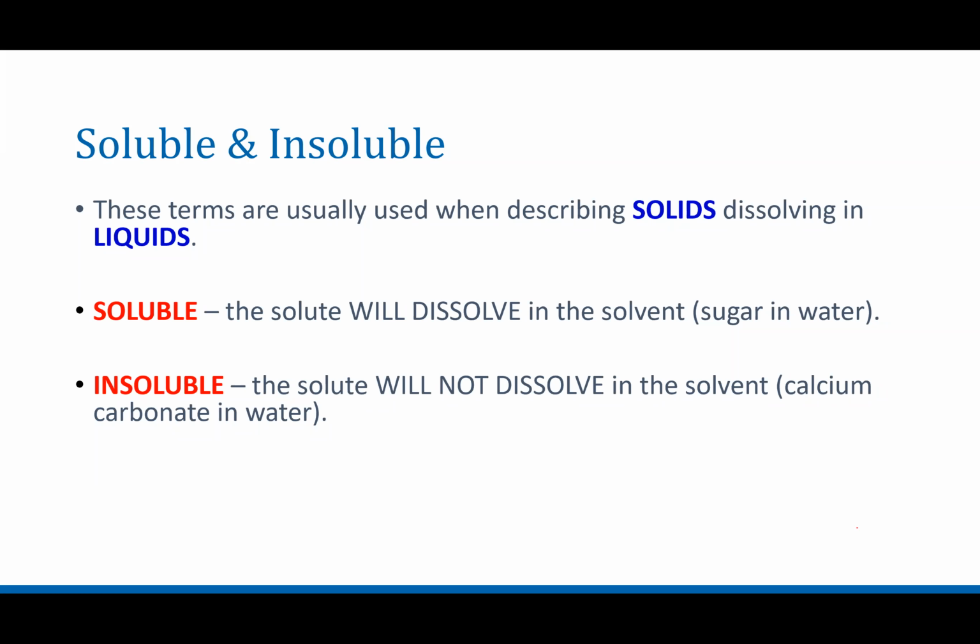Insoluble means will not dissolve. So sugar in water is soluble. The sugar will dissolve in water. You guys do that every day if you make tea or coffee. Something like chalk, calcium carbonate, or sand is insoluble. Sand will not dissolve in water. And we're lucky because if sand dissolved in water, we'd have no beaches. I don't know what Doha would look like.